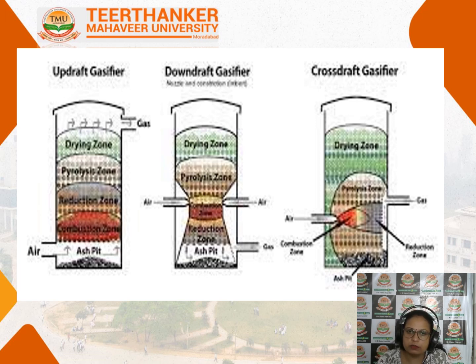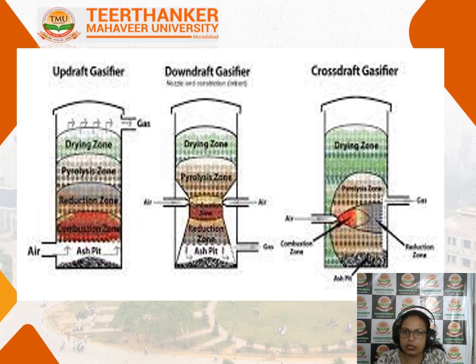And now the name is updraft because the gas that is released in the updraft is from the upper direction. Now you can see that the construction of the downdraft gasifier is different from the updraft one because the zones are interchanged. First is the drying zone, then the pyrolysis zone, combustion zone, and the reduction zone is in the down. Now, in the last, that is in the cross draft, you can see that the drying zone is occupying the maximum space. Then there is a pyrolysis zone, and the combustion zone and the reduction zone are in sequence.